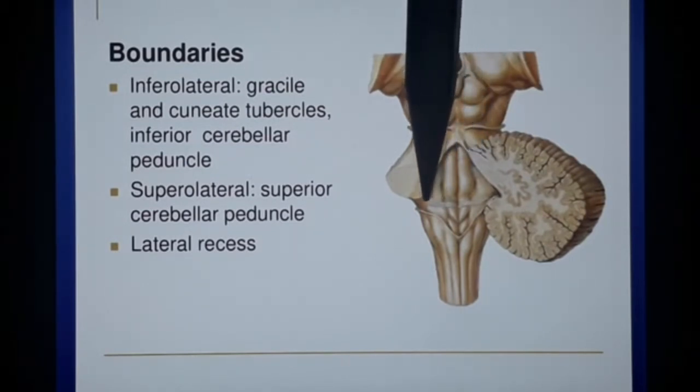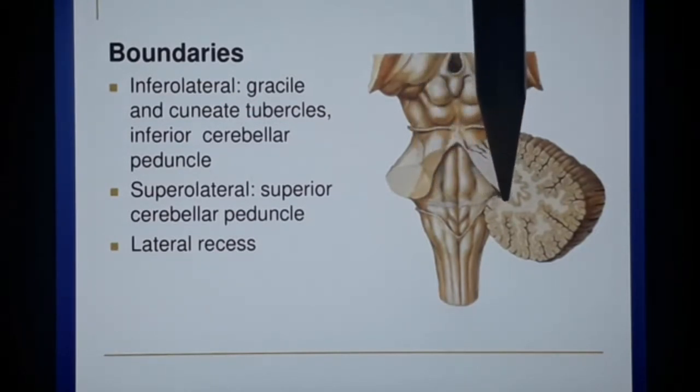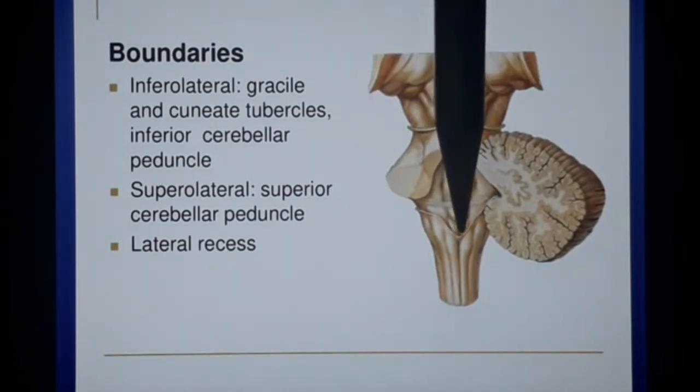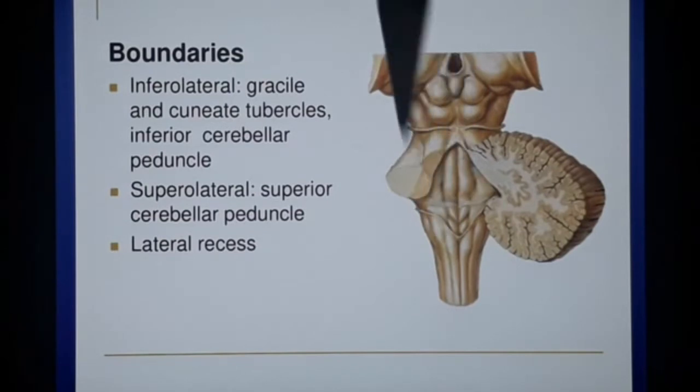The infralateral wall is formed by the inferior cerebellar peduncle, which is supplemented by the tubercles of the medulla, the gracile and the cuneate tubercle.